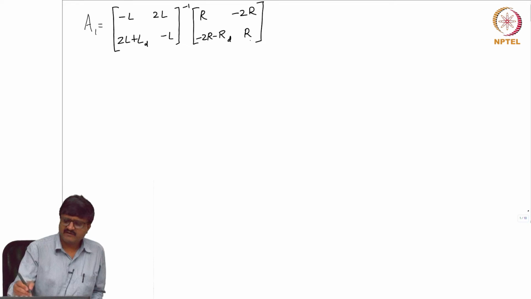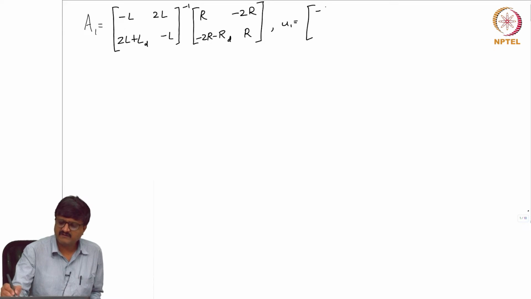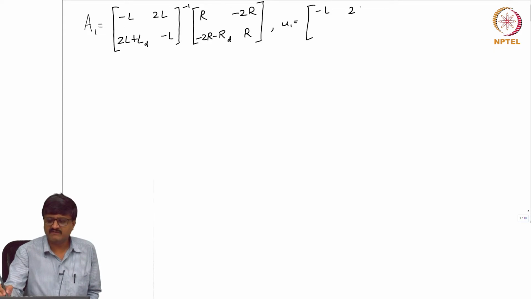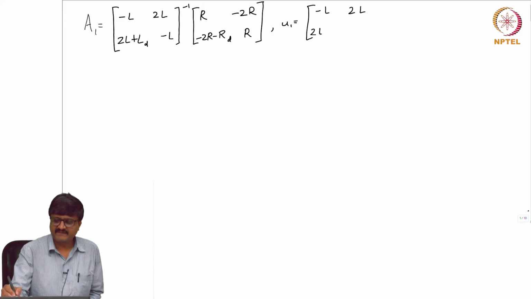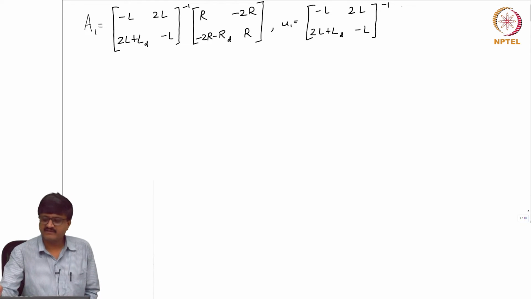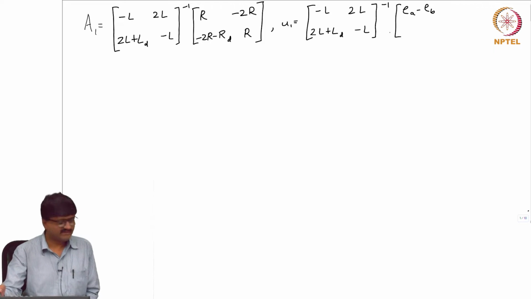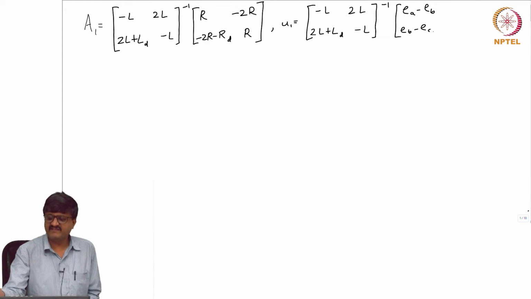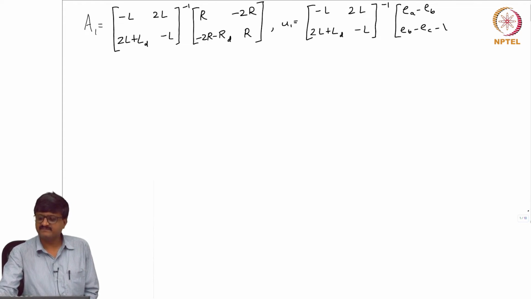Is this okay? And of course, U1. So, U1 is minus L, 2L, 2L plus LD, minus L, inverse, into EA minus EB, EB minus EC minus VD.